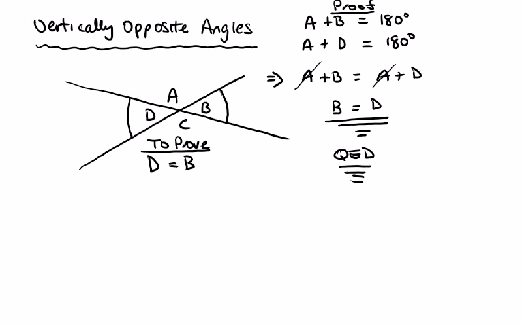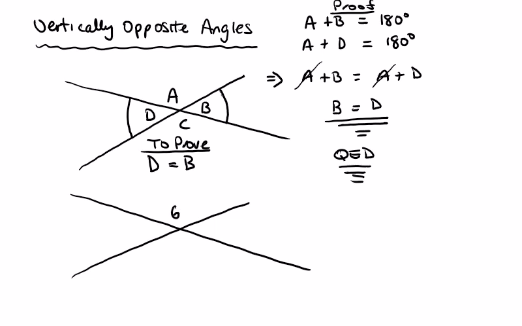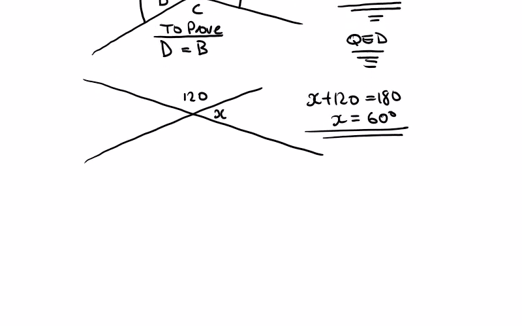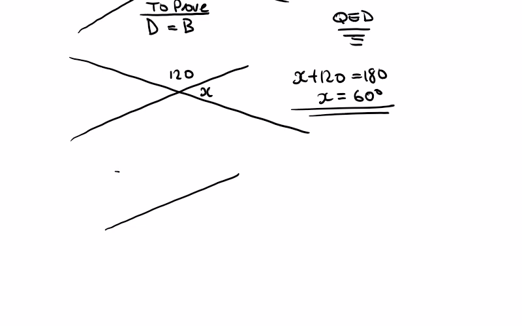How could they ask questions? Well, they can just give you three of the numbers. They could say that this is, well, it's bigger than 90, so I'll give this 120, and we're looking for x. So you just say x plus 120, it's a straight line, is 180. So x is equal to 60 degrees. Really simple like that. Or they can give you one variable.